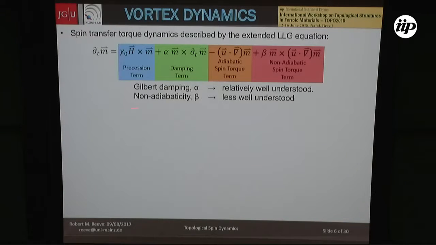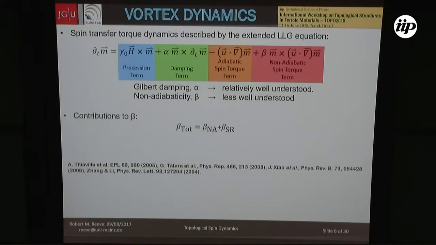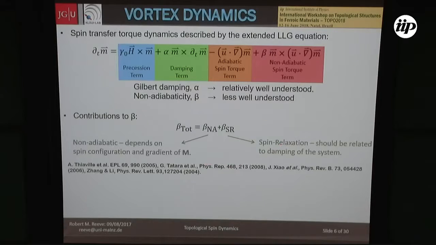Now, in general, this value of alpha, it's Gilbert damping, it's relatively well understood, whereas the non-adiabaticity beta is less well understood. But you can, in general, have two contributions. One, a true non-adiabatic contribution, and that's related to the spin structure that you are looking at. So, for example, if you have a high gradient of the magnetization, then the electrons can't track that magnetization, leading to some non-adiabatic effects. And secondly, there's this spin relaxation contribution, which is related to the materials parameters of the system, and therefore you might expect it's also related to the damping.